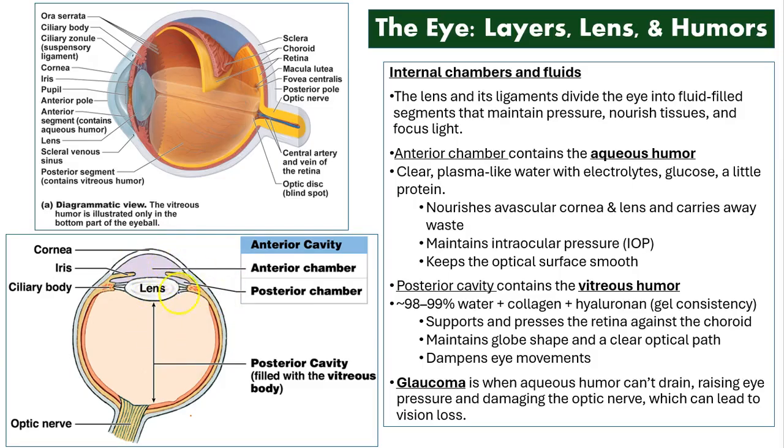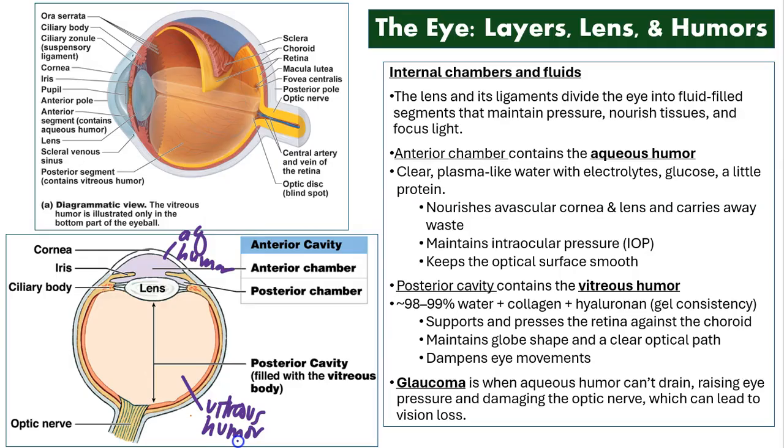Now, the anterior cavity or chamber is going to be made of aqueous humor, and the posterior cavity is going to be vitreous humor. Now, the lens itself and all the ligaments that help cause this division are going to create these segments, or again, these cavities or chambers, to allow the eye to get a lot of nourishment from different fluids, and also to help the light be focused better. And one more important thing is to maintain pressure of the eye.